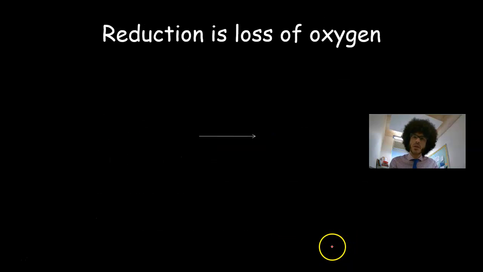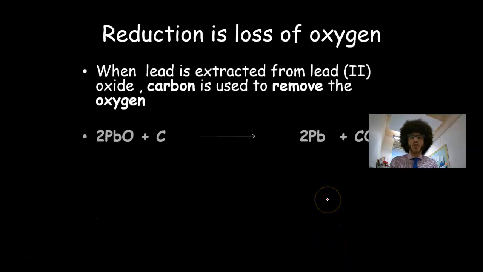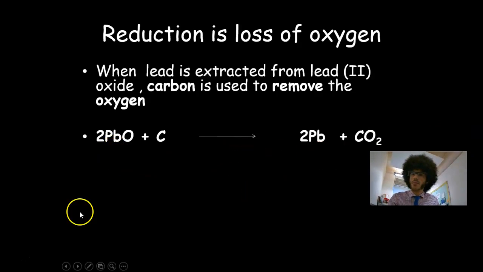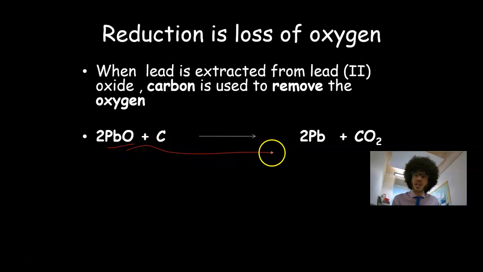Let's have a look at reduction. Now, with reduction, let's have a look at the reaction of lead being extracted from lead oxide by reducing with carbon. This is a reaction that you'll quite commonly get because it's quite a big industrial process, particularly with iron. In this reaction, I've got lead oxide here, and my lead starts with one oxygen attached to it. However, as the reaction proceeds, you can see that it ends up with no oxygen, so it's lost an oxygen atom. Because it's lost an oxygen atom, it's been reduced.